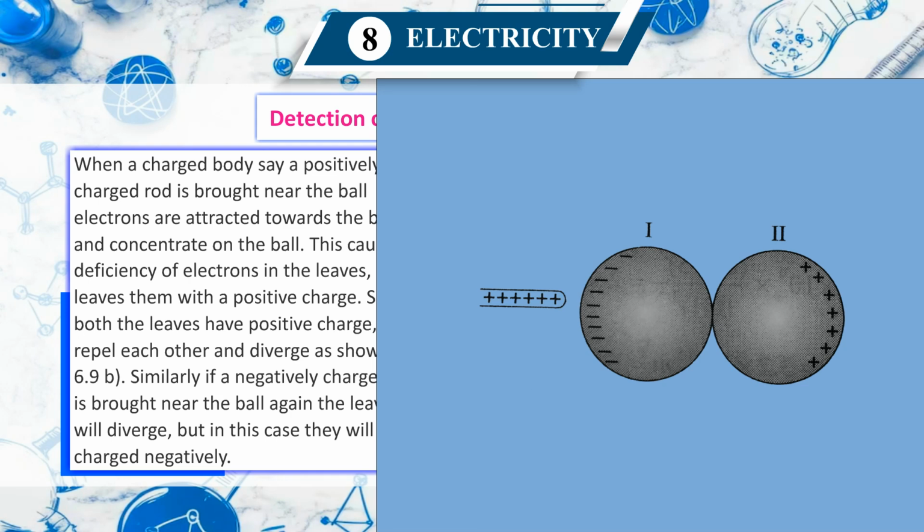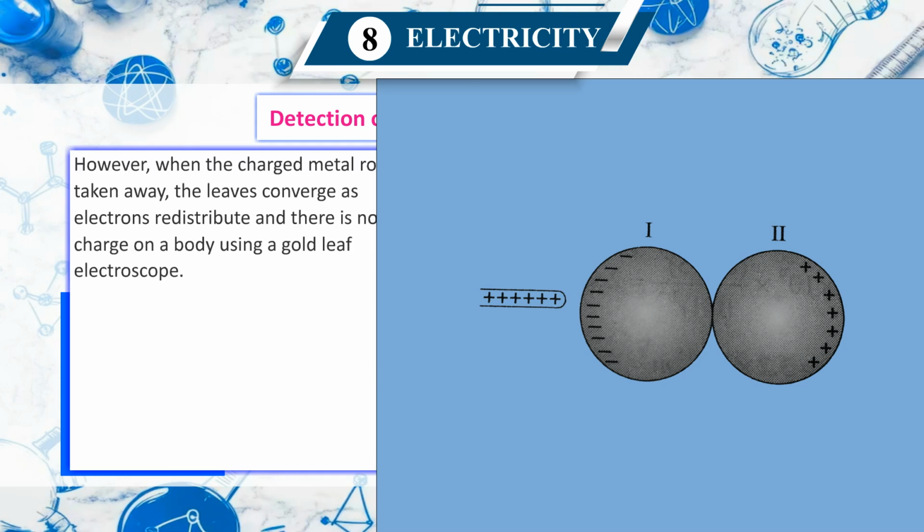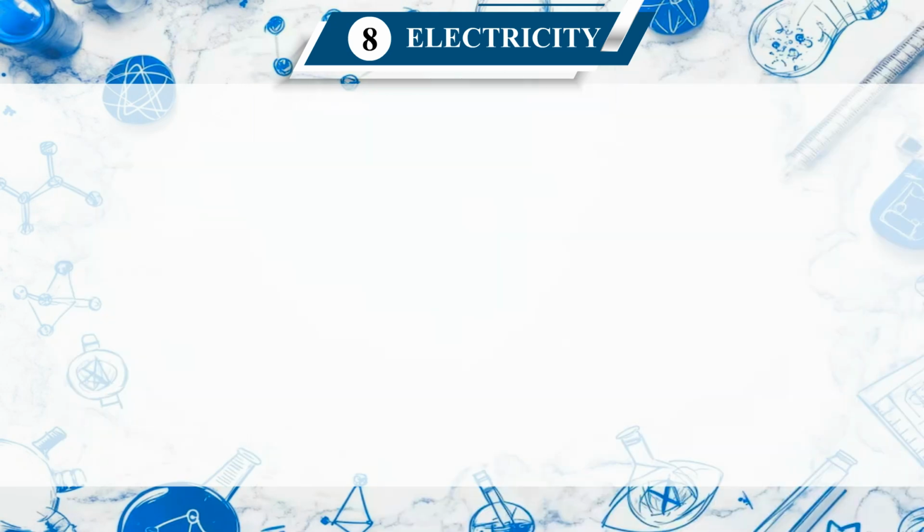This causes a deficiency of electrons in the leaves, which leaves them with a positive charge. Since both the leaves have positive charge, they repel each other and diverge, as shown in figure 6.9. Similarly, if a negatively charged rod is brought near the ball, again the leaves will diverge, but in this case they will be charged negatively. However, when the charged metal rod is taken away, the leaves converge as electrons redistribute and there is no charge on a body using a gold leaf electroscope.